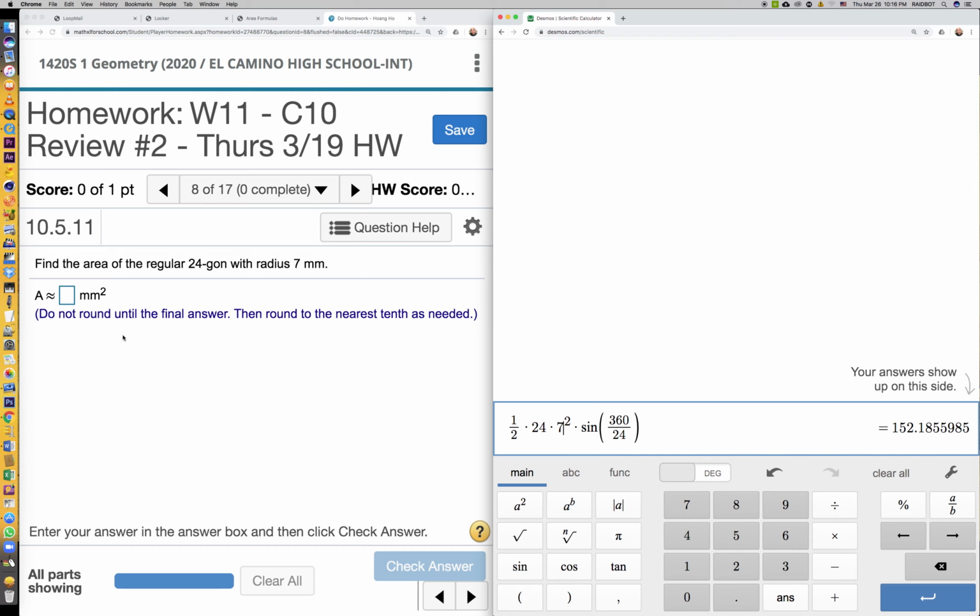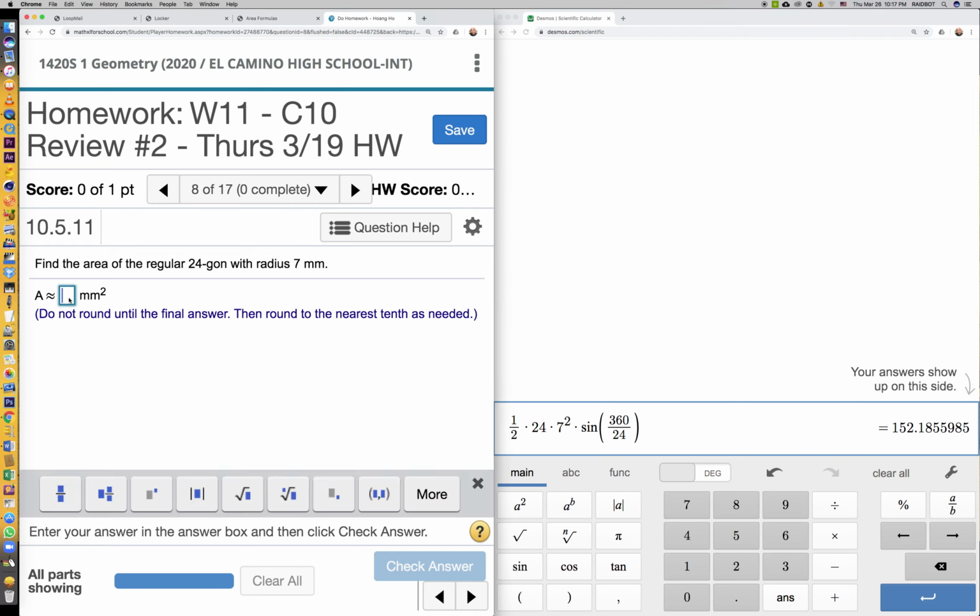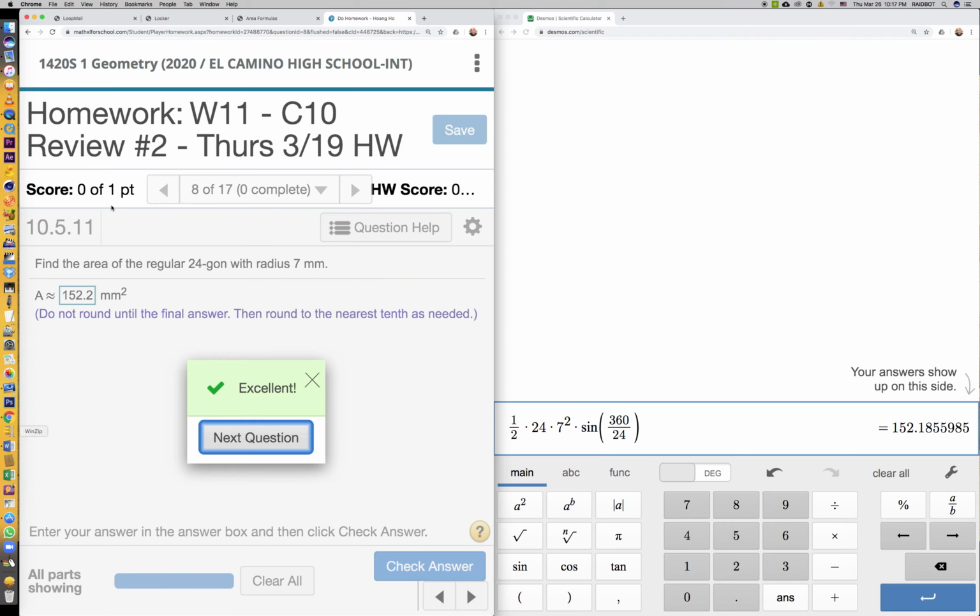So look at the requirement for your answer. It's to the nearest tenth, which means 1 decimal. So I would enter 152.2. Voila, I got it correct.